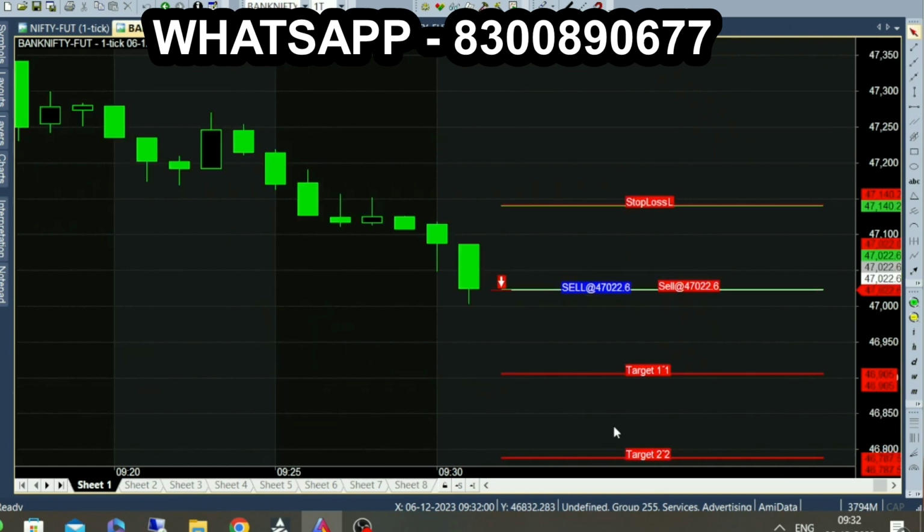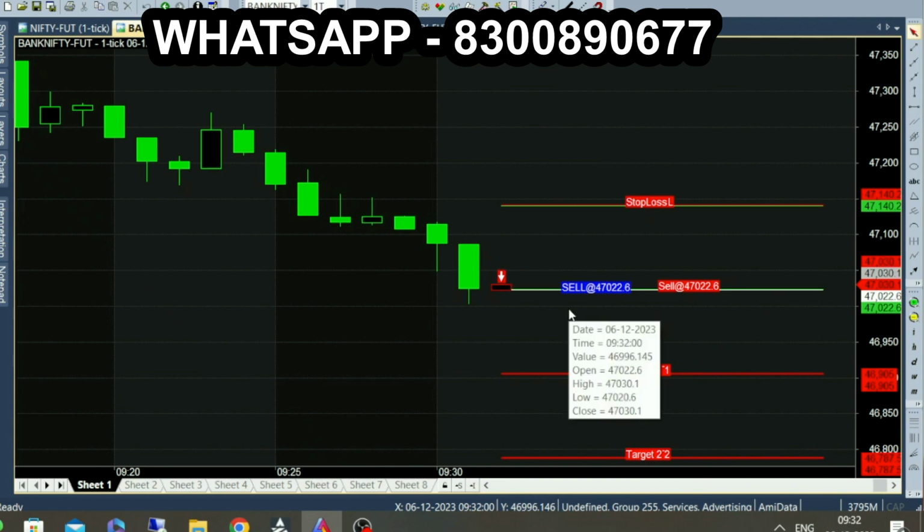Hello traders. In this chart, it will automatically give calls like a signal. Automatic buy sell call generator.